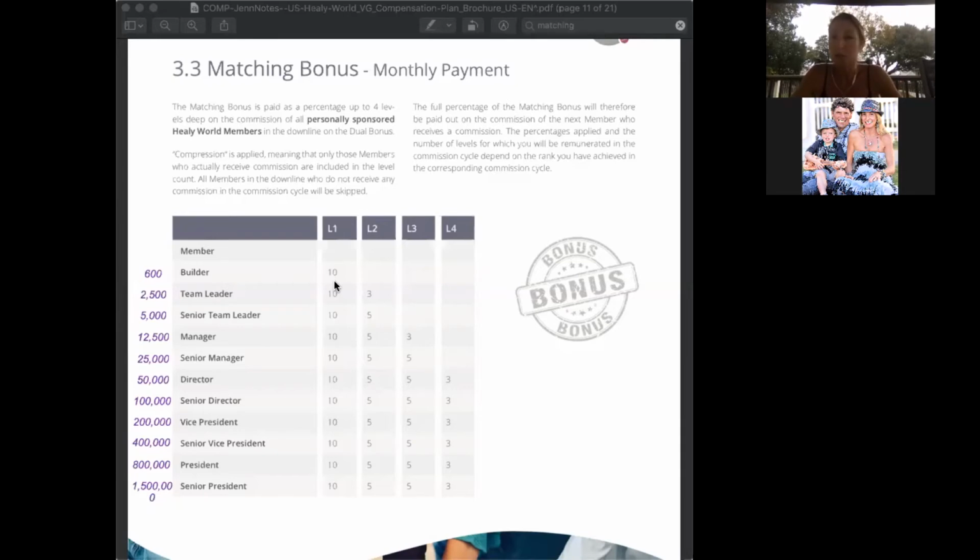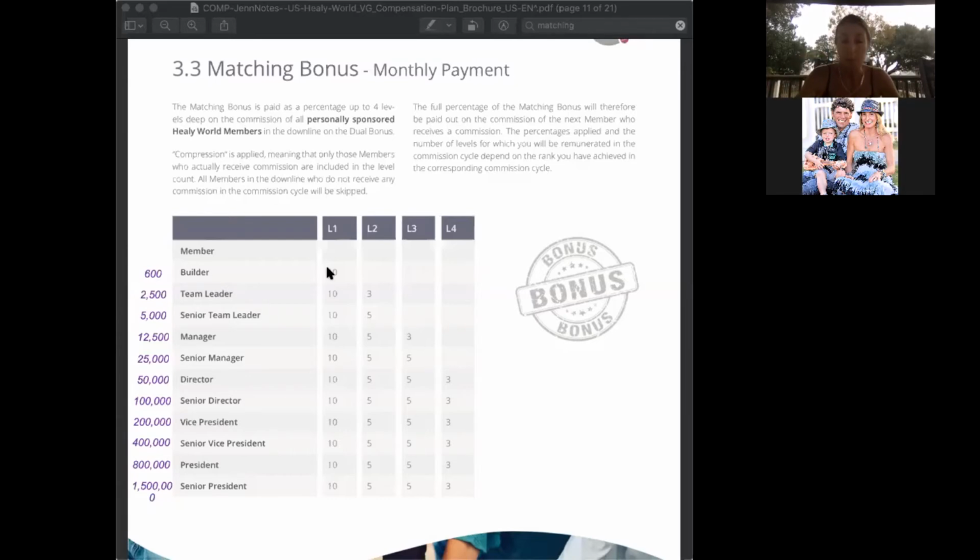So what does level 2 mean? Level 2 is whoever your level 1 sponsored. So if I enrolled person A and they enrolled person B, B is considered my level 2. If person B enrolled person C, they're my level 3. If person C enrolled person D, they're my level 4. So as you see here on the left on the screen, as you move up in your ranks, you get paid this matching bonus on the different levels down in your organization.